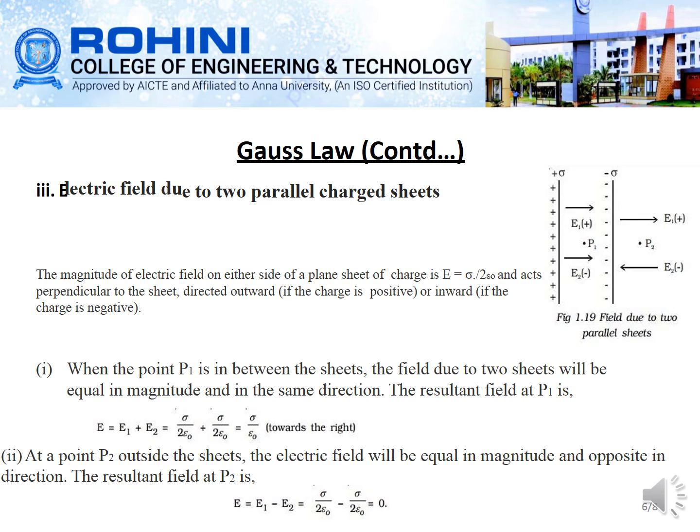When we take the point P2, which is outside the sheets, the electric fields will be equal in magnitude but in opposite directions. So there will be a resultant field in the negative direction, and the electric field at this point will be equal to 0.